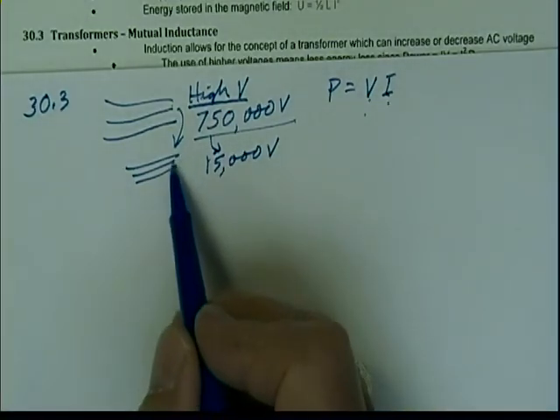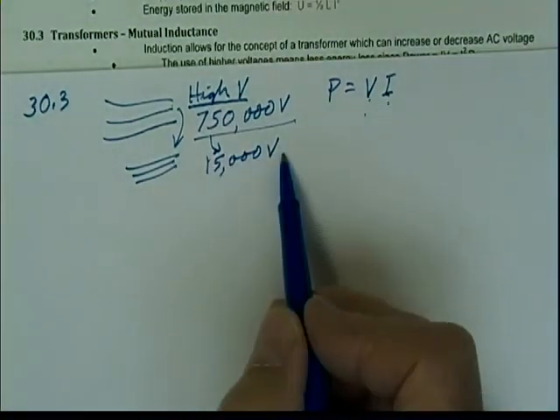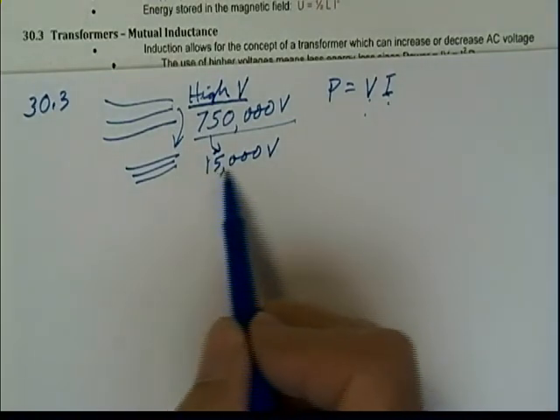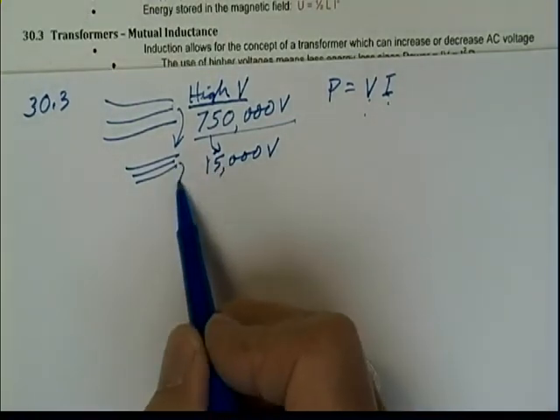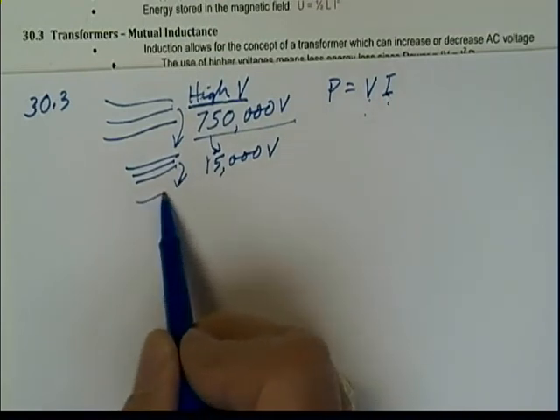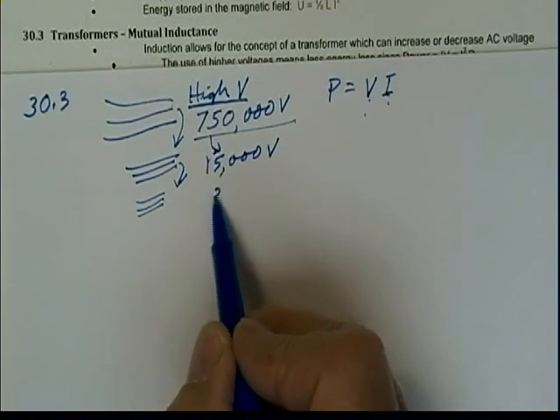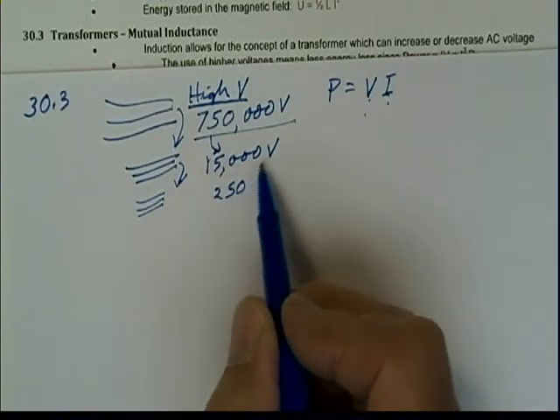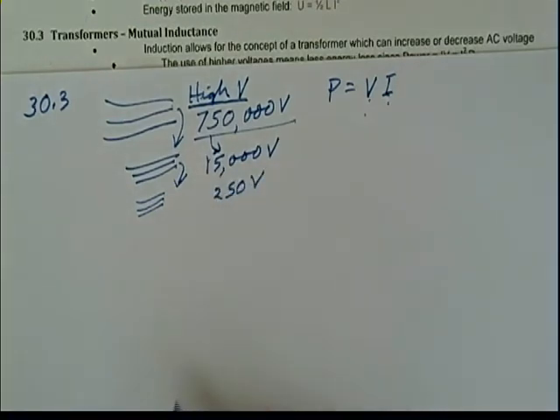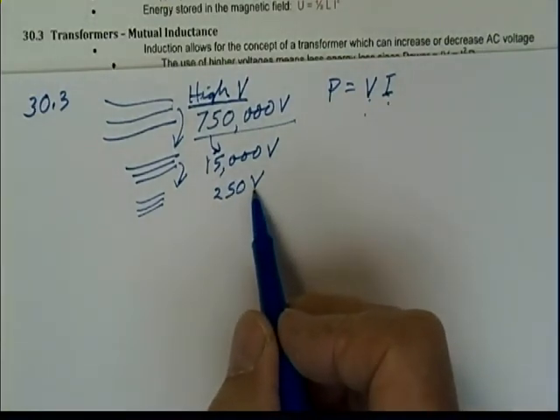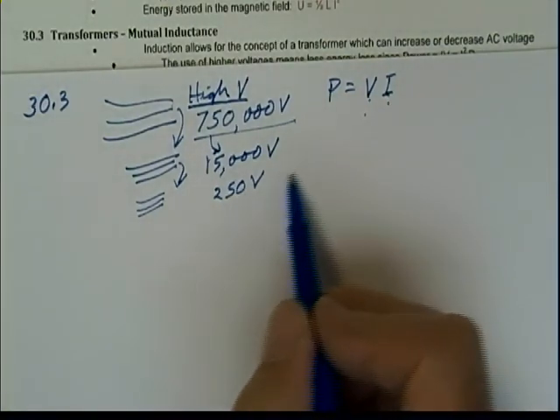Well, when you get to this local distribution of about 15,000 volts, that's still much too high for your house. You want to scale that down again, and the wires that actually come into your house are going to be of the order of 250 volts. And that's enough to run your air conditioners, your furnaces, and certain of your major appliances.